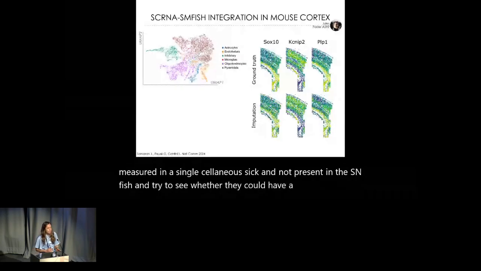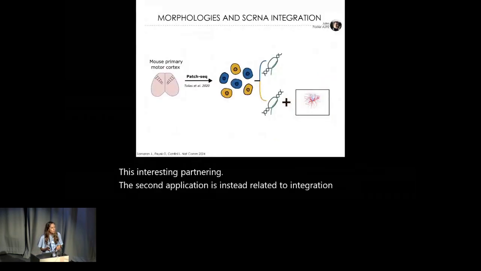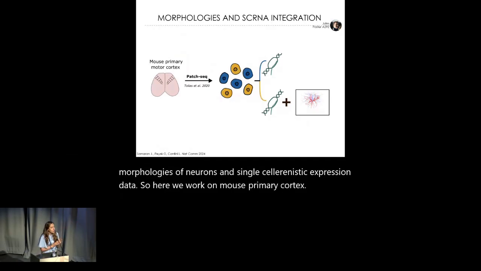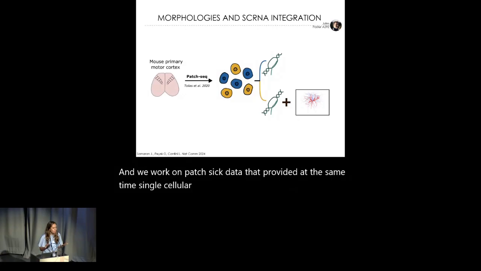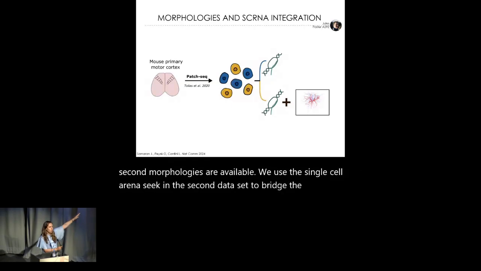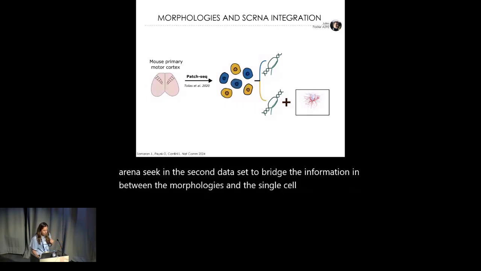The second application is instead related to integration of morphologies of neurons and single-cell RNA-seq expression data. Here we work on mouse primary motor cortex, and we work on Patch-seq data that provide at the same time single-cell RNA sequencing and images of neuron morphologies. The objective is to combine together the expression and the morphologies of the neurons. We have one part of the dataset where only single-cell RNA-seq is available, and one part where both single-cell RNA-seq and morphologies are available. We use the single-cell RNA-seq in the second dataset to bridge the information between the morphologies and the single-cell RNA-seq of the first one.